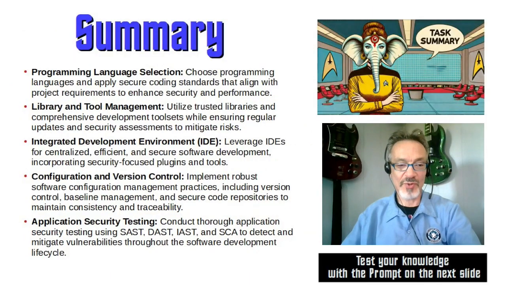Let's quickly summarize A2. Identify and apply security controls in the software development ecosystem. We talked about programming language selection, choosing secure programming languages based on project requirements, and implementing secure coding standards to prevent vulnerabilities. Library and tool management.